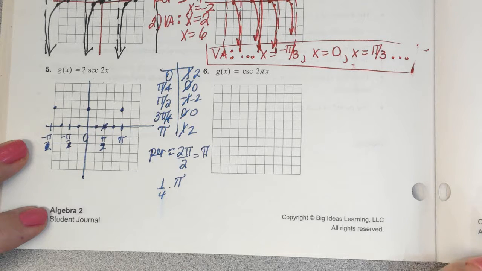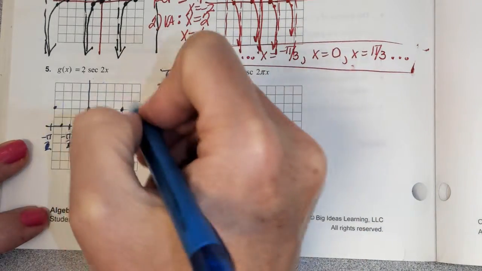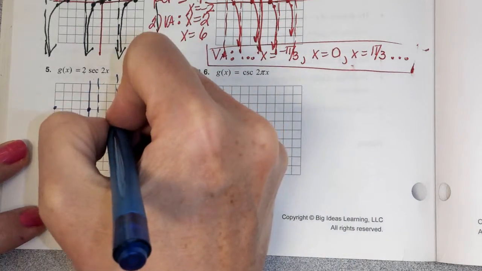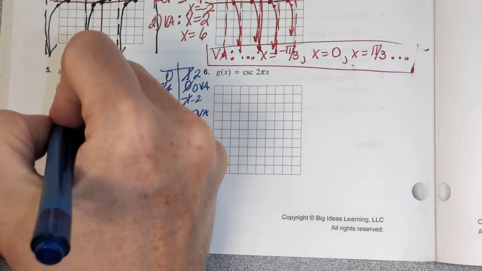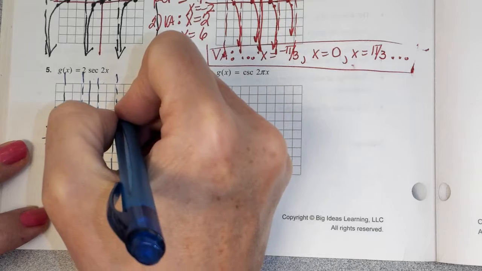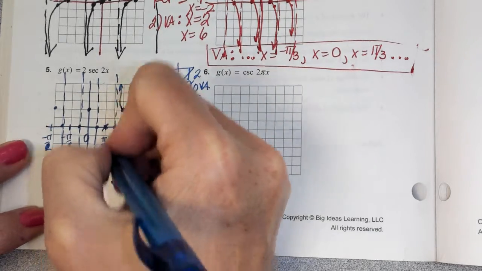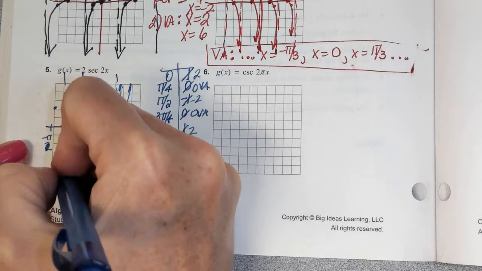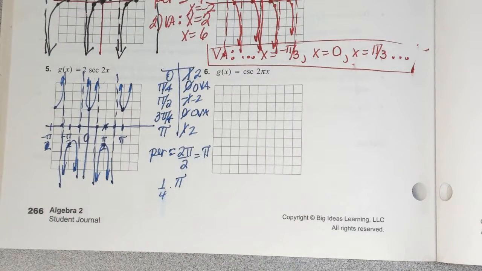So how do I know where the asymptotes are? They're going to be wherever we have what? 0. So right here, right here. So at pi over 4, at 3 pi over 4, here, and here. And then these points guide me, and the asymptotes guide us. We don't cross the asymptotes, we wouldn't have crossed the cosine curve. Okay?